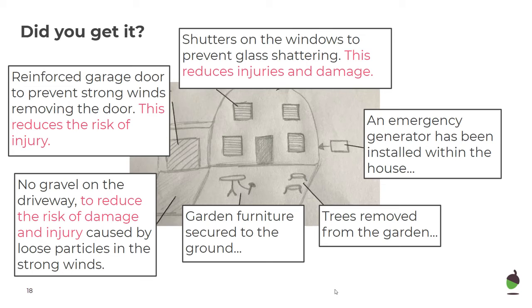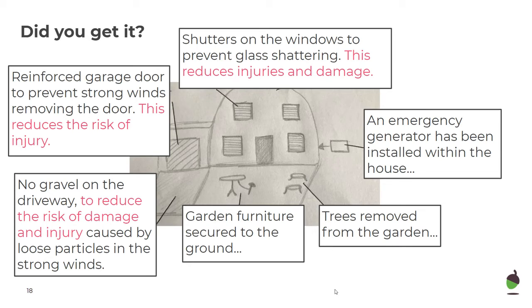Reinforced garage door to prevent strong winds removing the door. This reduces the risk of injury. So again, I've justified why I've included it. No gravel on the driveway to reduce the risk of damage and injury caused by loose particles in the strong winds. So again, I've given the example of what I've included and suggested why it would be an important feature.